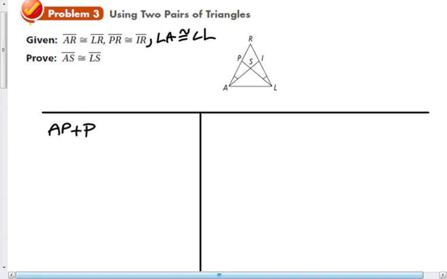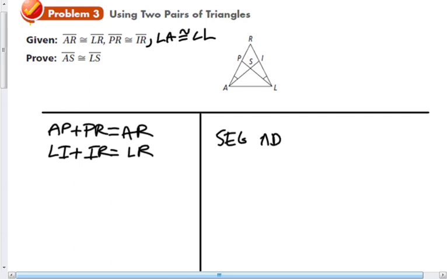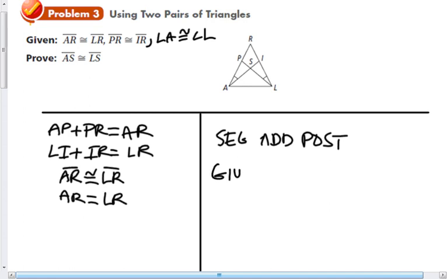AP plus PR is equal to AR, and LI plus IR is equal to LR, and that's just the segment addition postulate. And we're given that AR is congruent to LR, and so that means AR is equal to LR. So that was given, and by definition of congruence, AR is equal to LR.